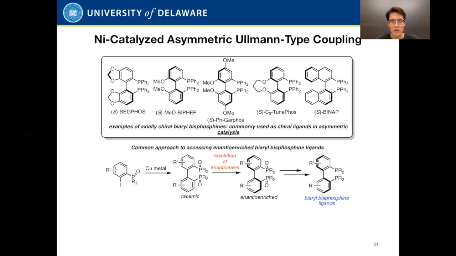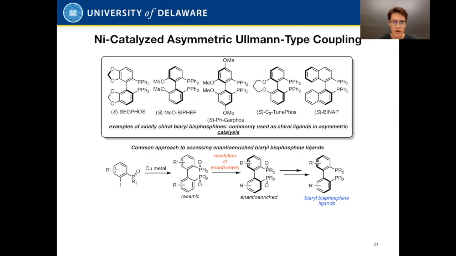A commonly used approach to access enantiomerically pure biaryl bisphosphine ligands is through an Ullmann coupling reaction of the corresponding aryl halide to generate a racemic biaryl bisphosphonate or bisphosphine oxide. The enantiomers are then separated through resolution to obtain an enantiomerically pure biaryl compound, where the phosphorus center is further manipulated to access the desired chiral bisphosphine ligand.